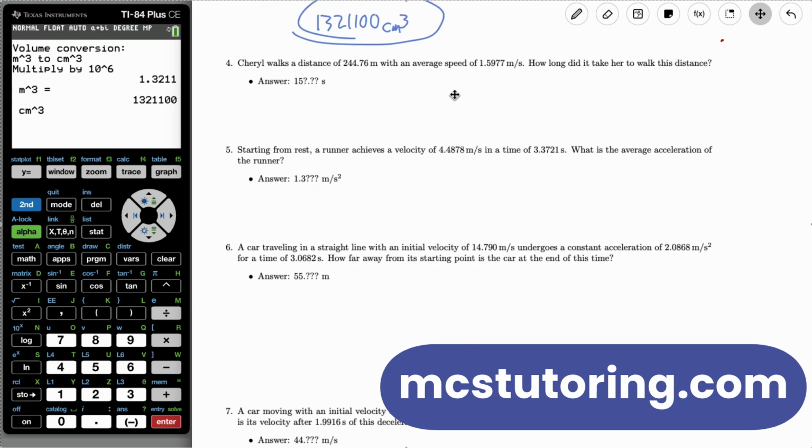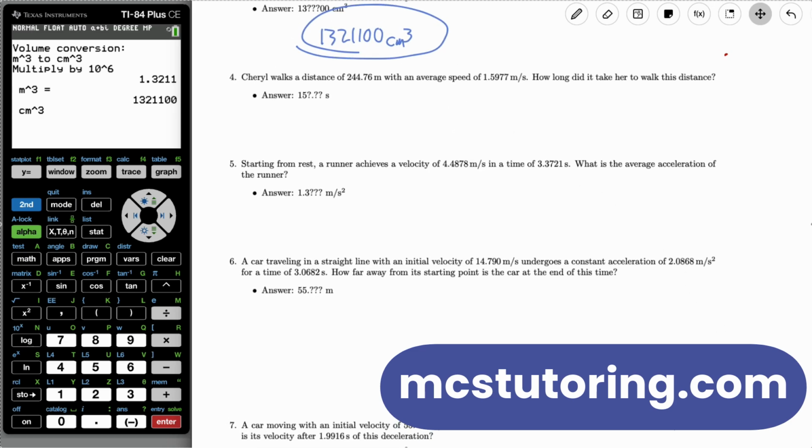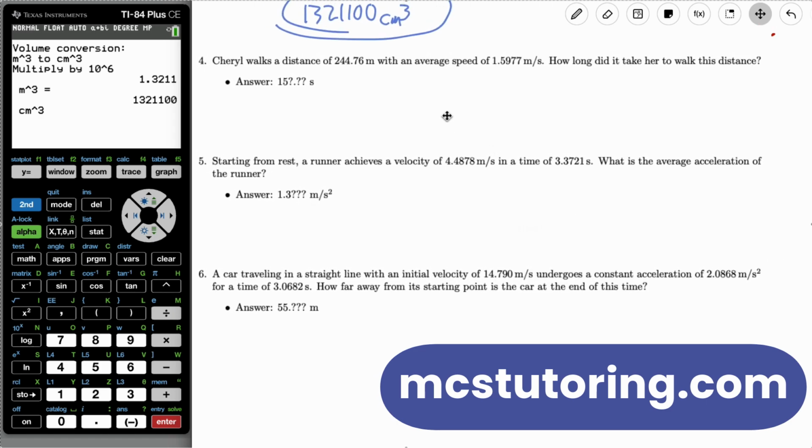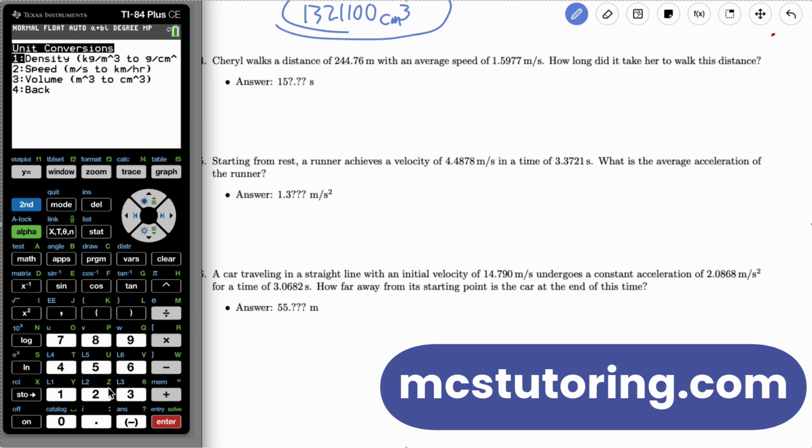Cheryl walks a distance of 244.76 meters with an average speed of 1.5977 meters per second. How long did it take her to walk this distance? So this is what they call a basic kinematics thing. It's just stuff moving without resistance. It's option 2 here. So it's going to be the time calculation.